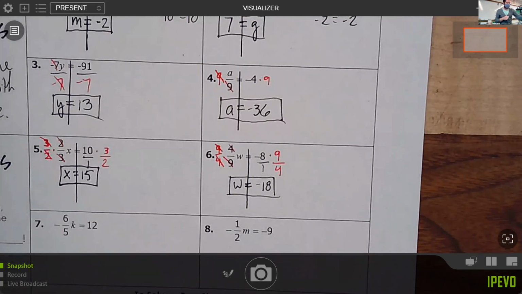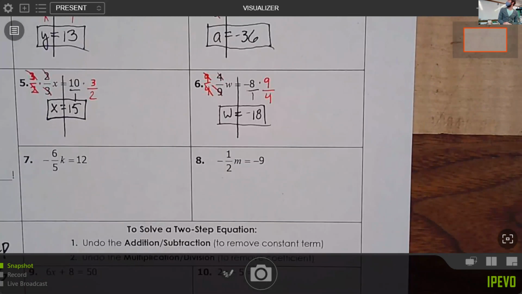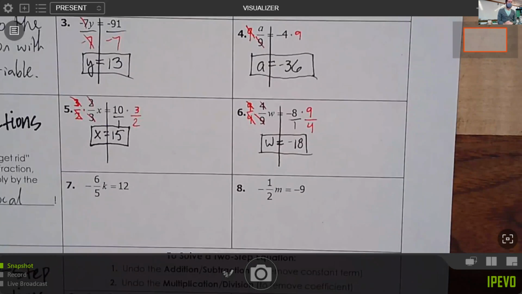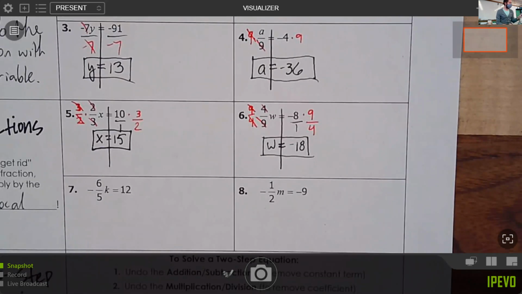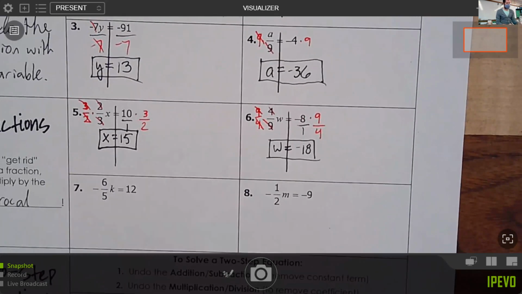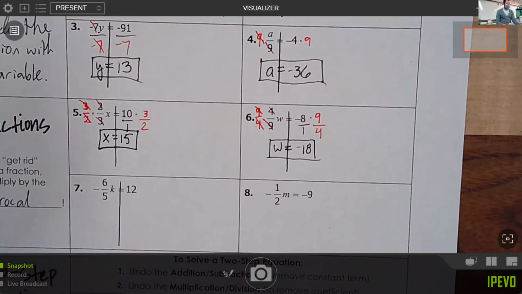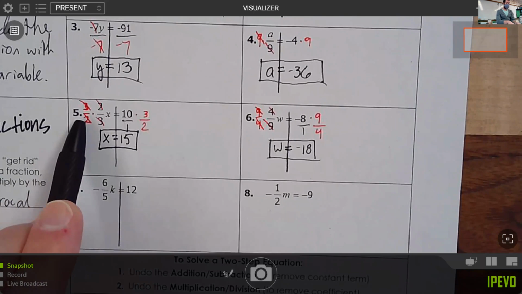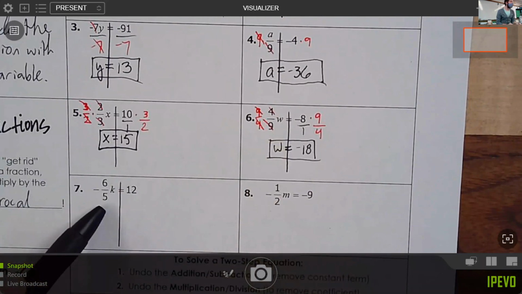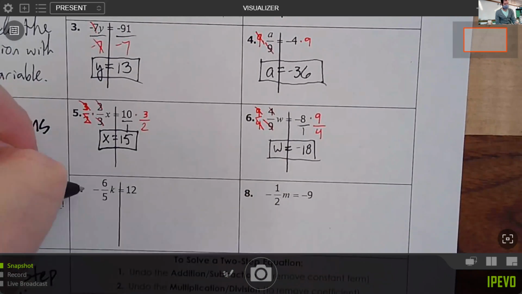All right. How about number 7? What has to happen on number 7 to get K by itself? Multiply both sides by what? -5/6. Good. So when you multiply by the reciprocal, if it's positive to begin with, you keep it positive like we did on 5 and 6. If it's negative to begin with, the reciprocal of that value is still negative. So you're not going to multiply by +5/6. You're going to multiply by -5/6.